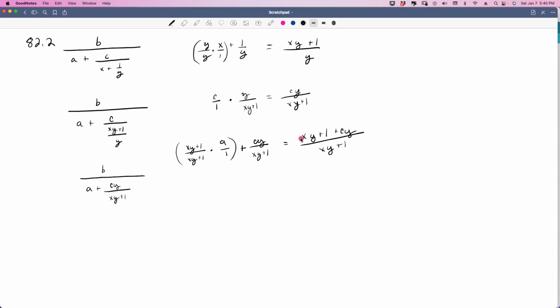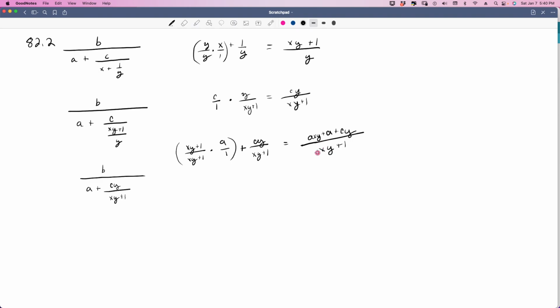Oh, I'm sorry, I left off my a. It's a xy plus 1. Is that right? No, that's not right. Sorry. I goofed just a little bit because a has to be times both of these terms. It'll be axy plus a plus cy. There we go. Now that's right.